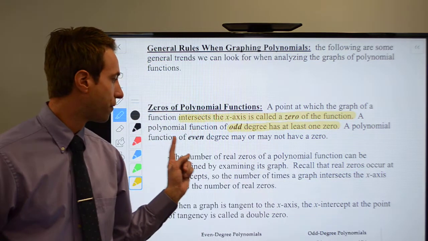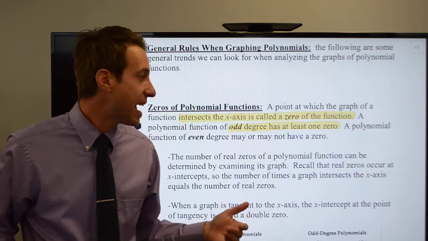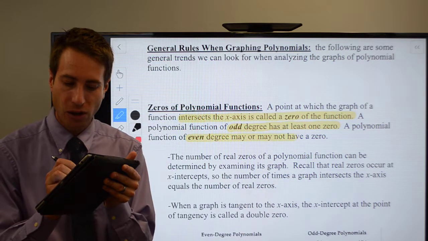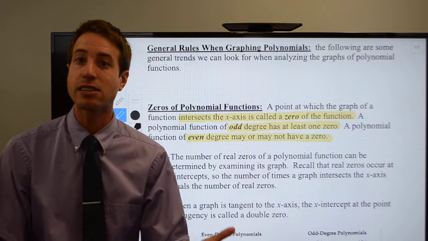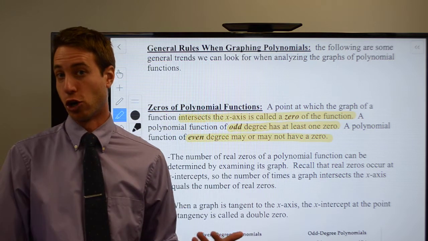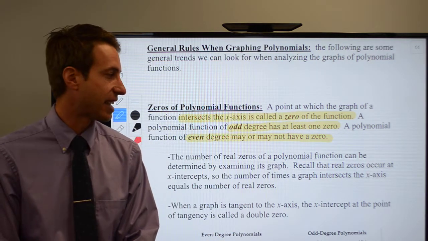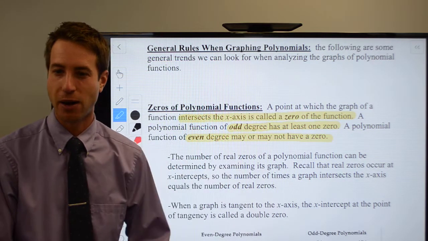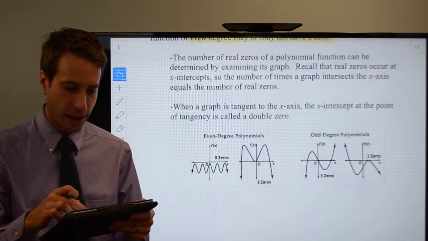A polynomial function of even degree may or may not have a zero. So again, if your polynomial is a second degree, fourth degree, sixth degree polynomial, it could not have a zero. It just depends on the polynomial, and we'll look at some other stuff later on to help you figure that out. All right, so those are the first couple of things you guys need to know about these guys.